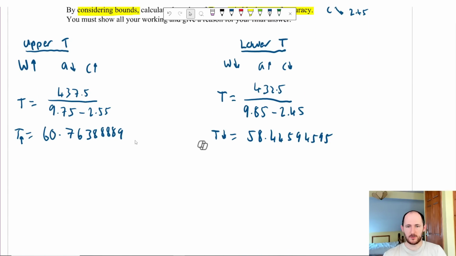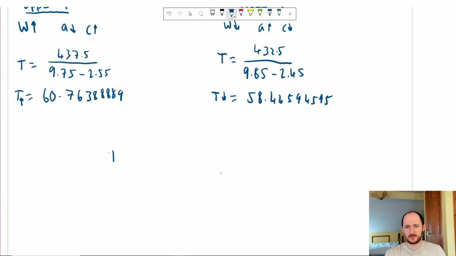So here, I'm going to compare these two numbers, and I'm going to see to what decimal place or to what significant figures do they round to the same number. So for example, if I do it to 3SF, this is 60.8, that's 58.4, they're not the same. But if I round it to 1SF, they are both 60. So T equals 60 to 1SF, and the reason is simple, because both the upper bound and lower bound round to 60.